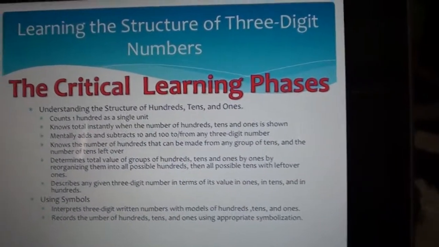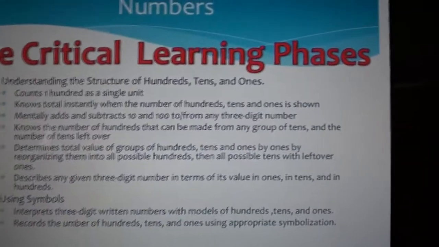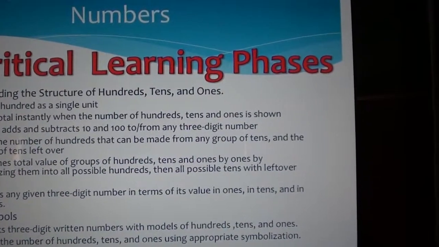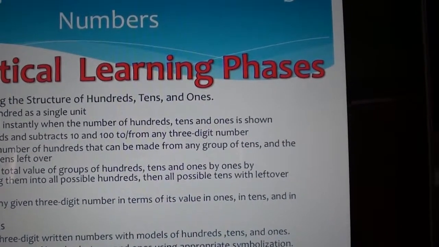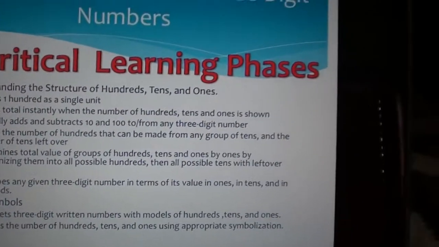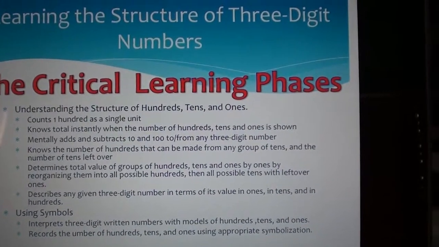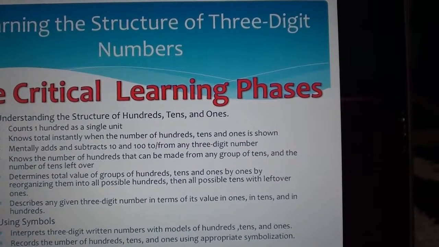Learning the structure of 3-digit numbers, the critical learning phases. Understanding the structure of hundreds, tens, and ones. Child counts 100 as a single unit. Knows the total instantly when the number of hundreds, tens, and ones is shown.